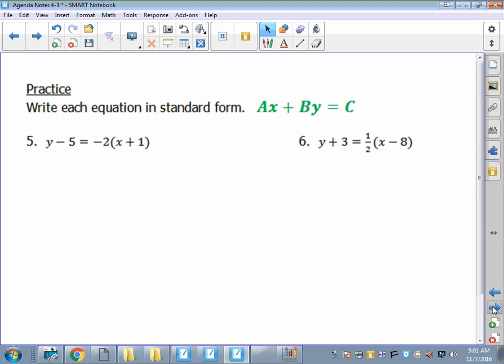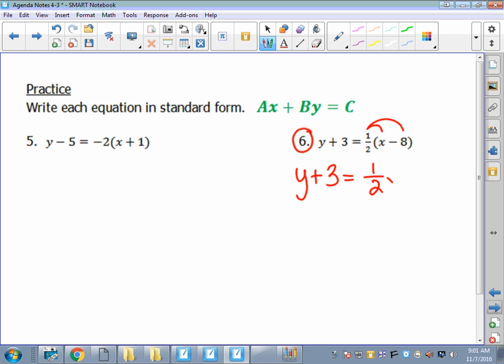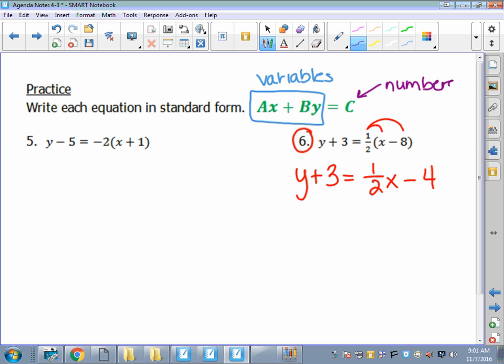Let's do number 6. Y plus 3 equals 1/2 x minus 8. So it's already got our point slope formula, right? We've got that. Our second step is to distribute. So I've got y plus 3 doesn't change. 1/2 x minus 4, if I did my math and signs right. So now we've got things everywhere. Notice here's where all my variables are. Here's where all my numbers are. So we're going to have to do some work with this.